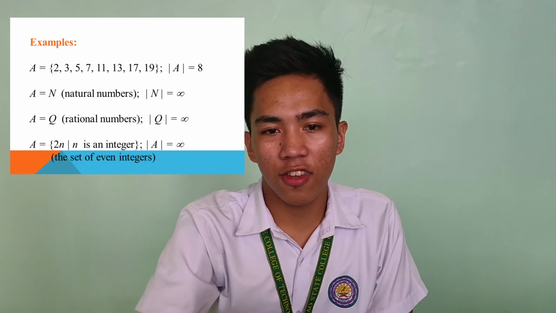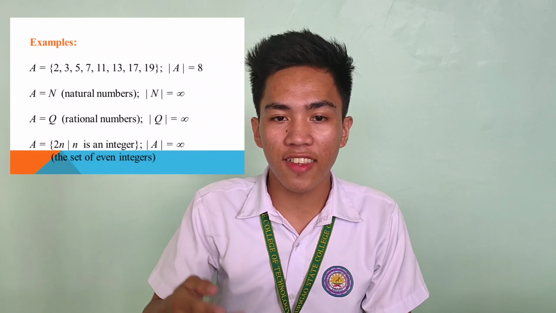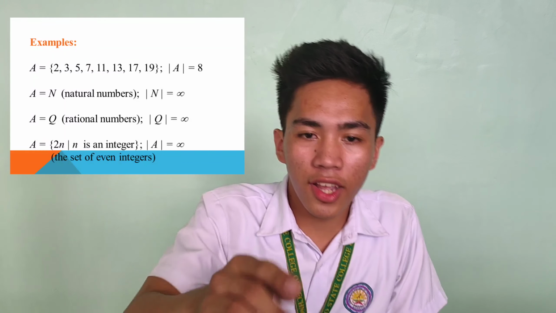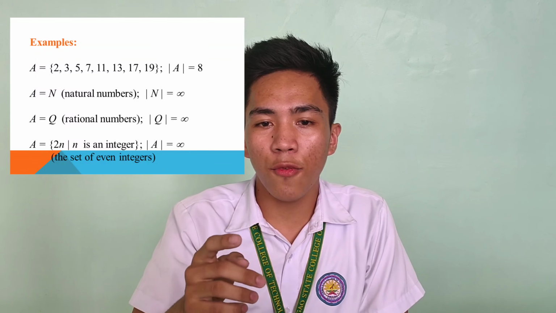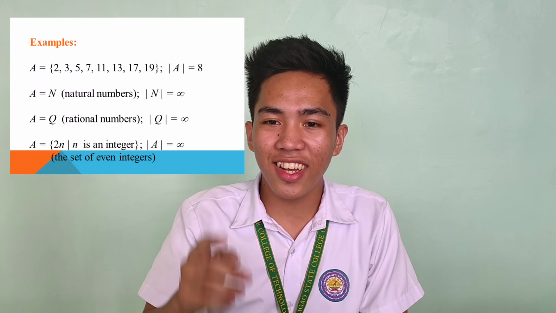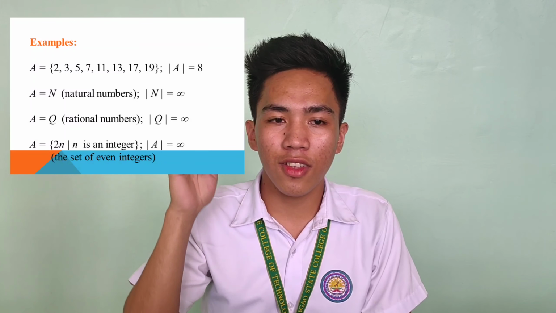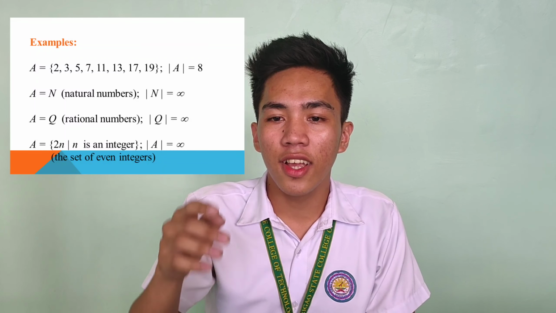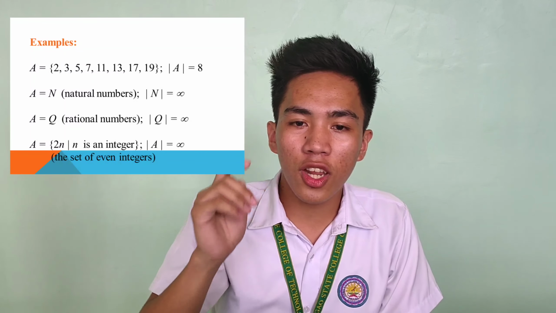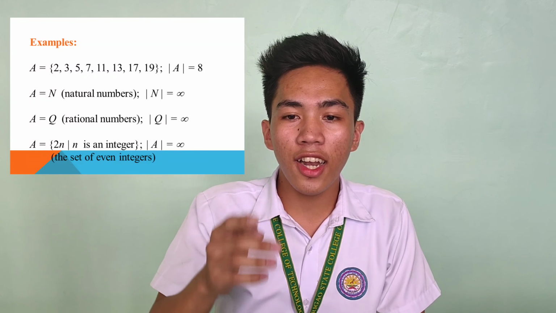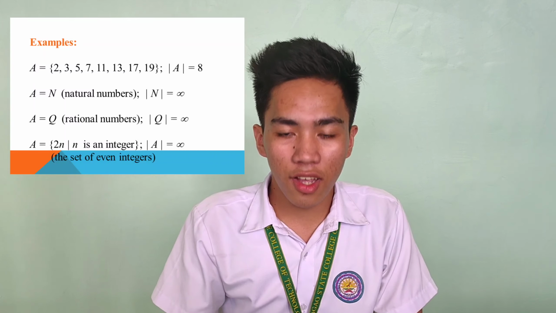Examples. To find the cardinality of a set, you simply count the elements inside the set. For example, set A has these numbers: 2, 3, 5, 7, 11, 13, 17, 19. You just count those numbers, and how many there are is the cardinality. So the cardinality of set A is 8.